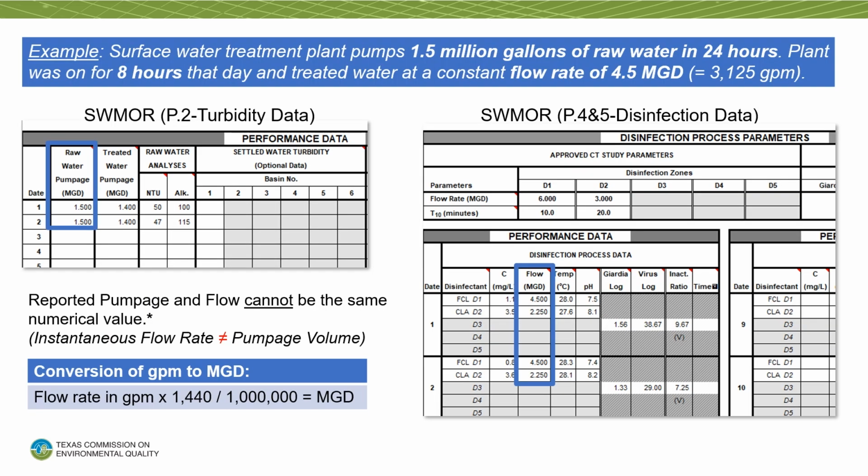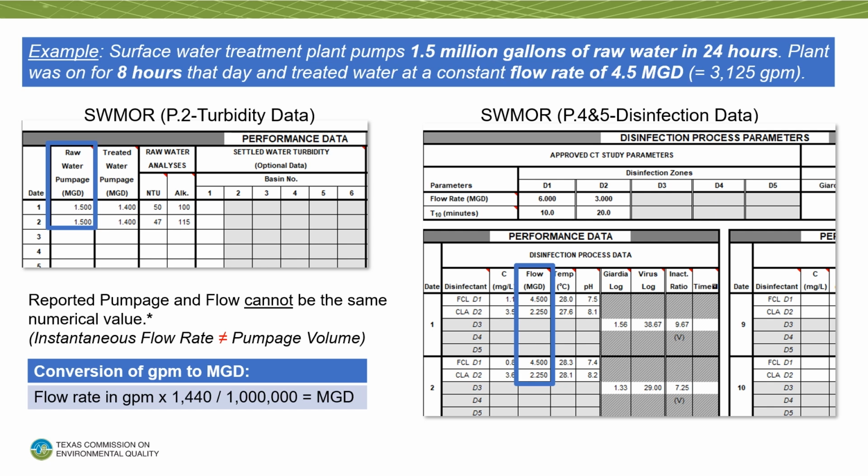The only time pumpage on page 2 and flow on pages 4 and 5 would be the same numerical value is when the plant treated water continuously at a constant flow rate for 24 hours straight. This is rarely the case. You see in this example on the left that a surface water treatment plant pumps a volume of 1.5 million gallons of raw water over the course of 8 hours at a continuous flow rate. Because the flow rate was constant during those 8 hours, you can determine that the flow rate through each disinfection zone must total 4.5 mgd. If the flow rate is not constant, the plant would record the highest hourly flow rate. Please note the equation for converting GPM to mgd.